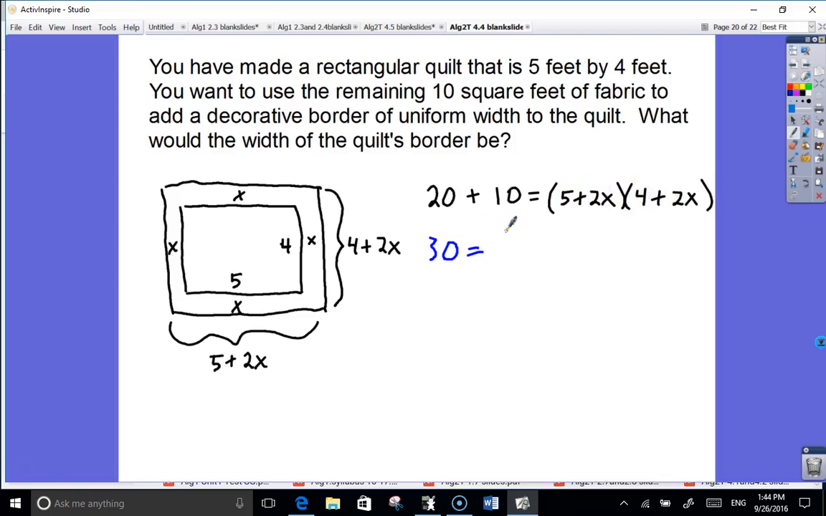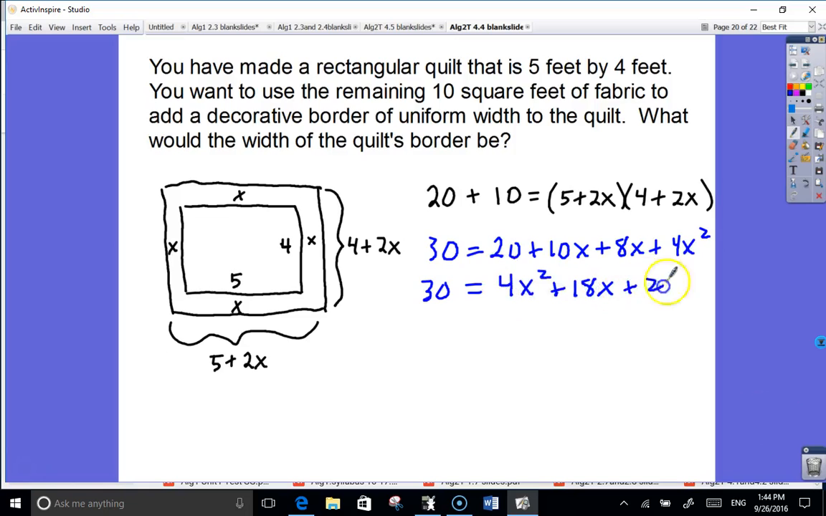So let's solve it for x to see how big of a border we can come up with. Okay, at this point I have to FOIL. 5 plus 2x, 4 plus 2x. That'll be 20 plus 10x plus 8x plus 4x squared. Okay, let me combine like terms. Rewrite a little bit. This is 30 equals 4x squared plus 18x plus 20. So 0 equals 4x squared plus 18x minus 10.